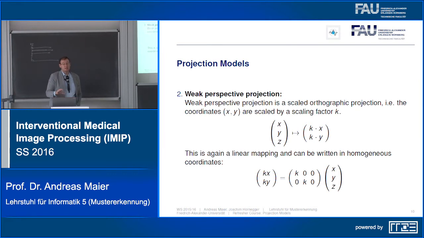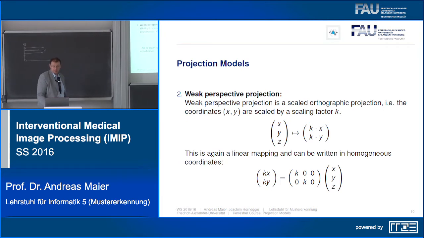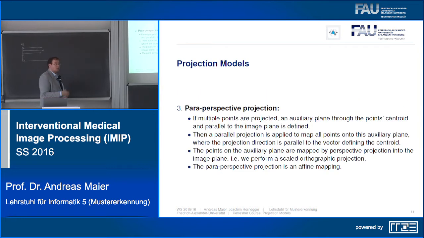The nice thing with this is, of course, that it is linear. We can describe it by a matrix. So it's a linear technique, but it's not very realistic. What you can do then is plug in more things so that it approaches realism. In the end, what you want to have is a perspective projection, because this is what we typically see in camera images.